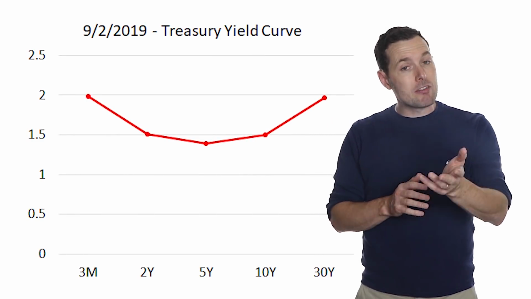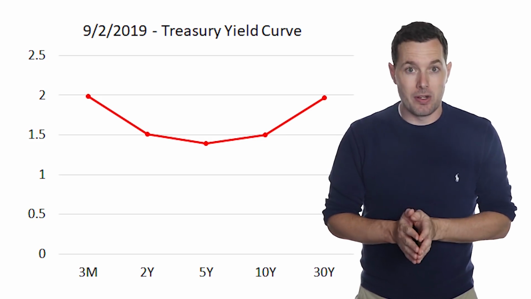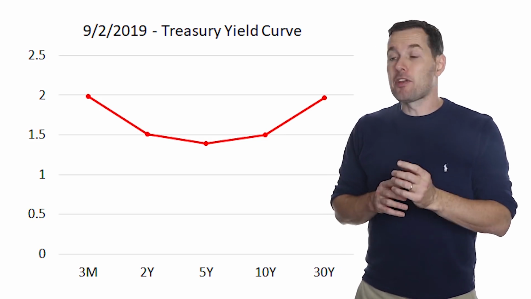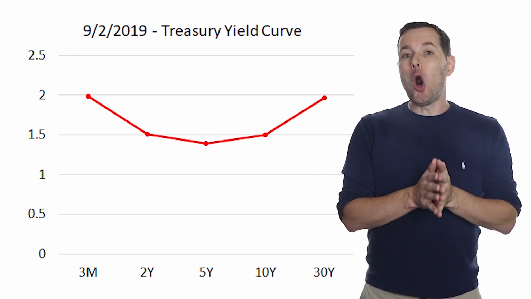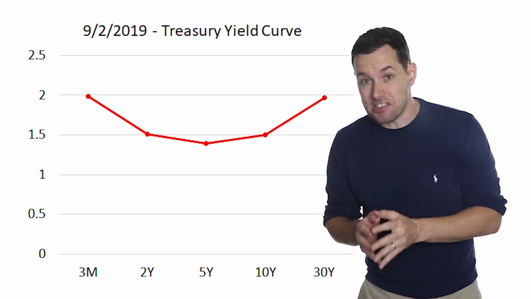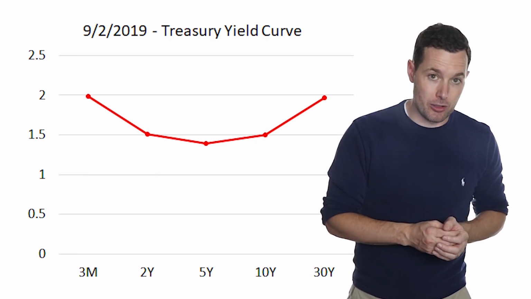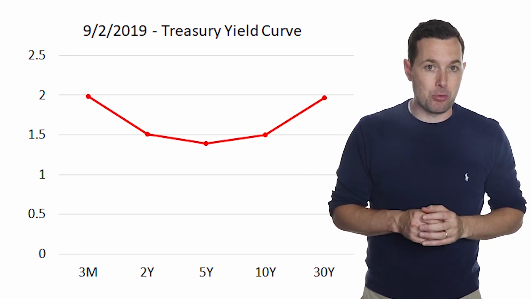Okay, now let's jump over to the yield curve, or more accurately put, the inverted yield curve. So this is an important one. The inverted yield curve is a fantastic indicator because all US recessions have been preceded by an inverted yield curve. So here's the basics of how this works.